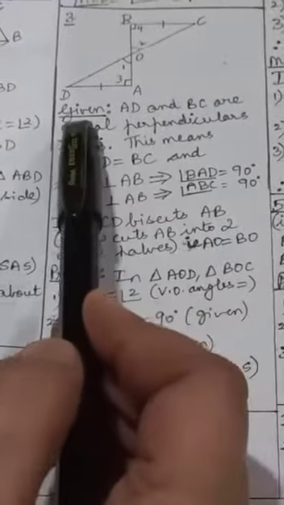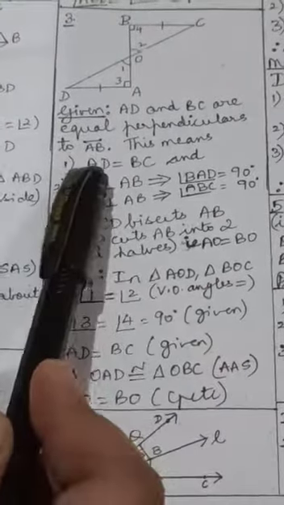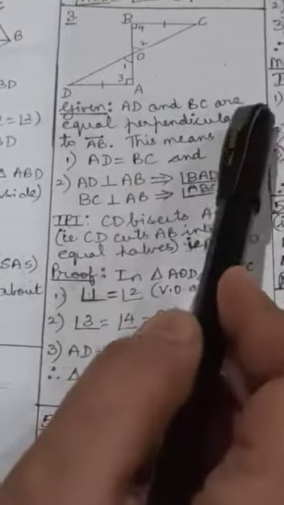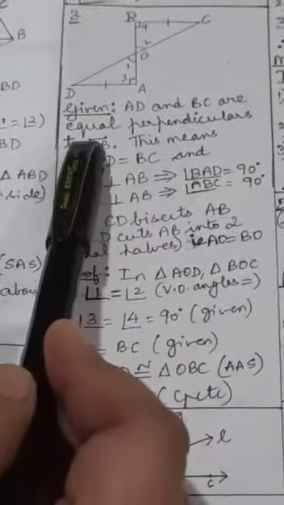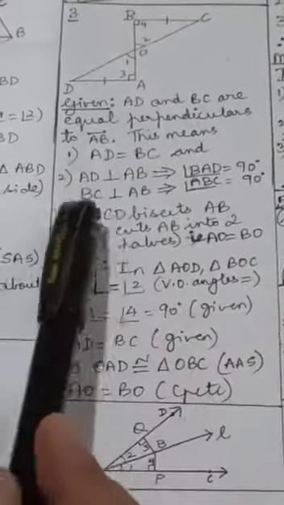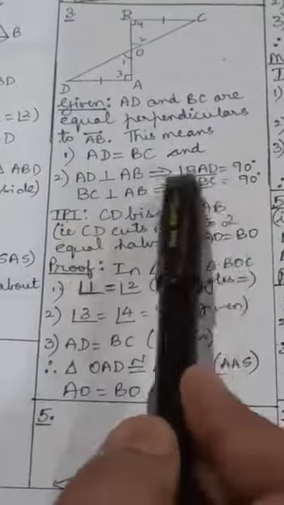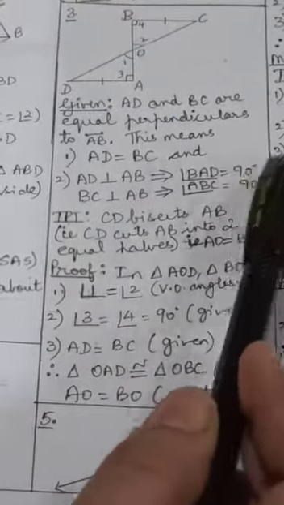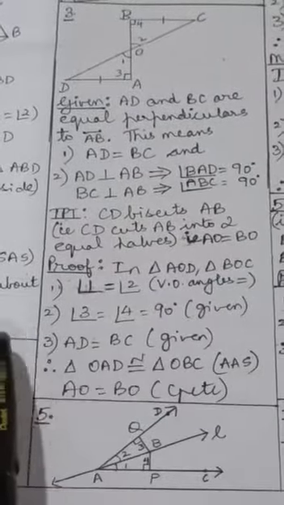So let's repeat this one. AD and BC are equal. Equal meaning AD is equal to BC and they are perpendiculars to AB. So understand that separately. AD is perpendicular to AB and BC is also perpendicular to AB. And these are the results we have. Angle BAD is 90 degrees and angle ABC is 90 degrees.